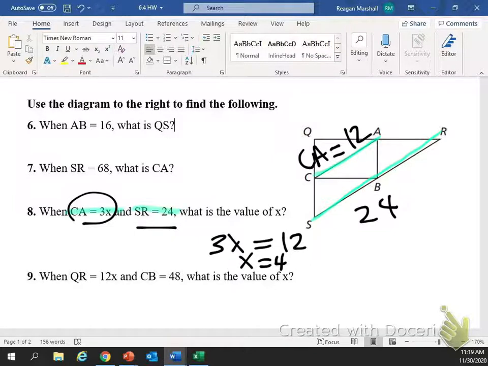No, you'll do number 9. Don't say it out loud. Same process. Find out what the length of QR is, and then set that equal to 12x. I'll erase this for help.